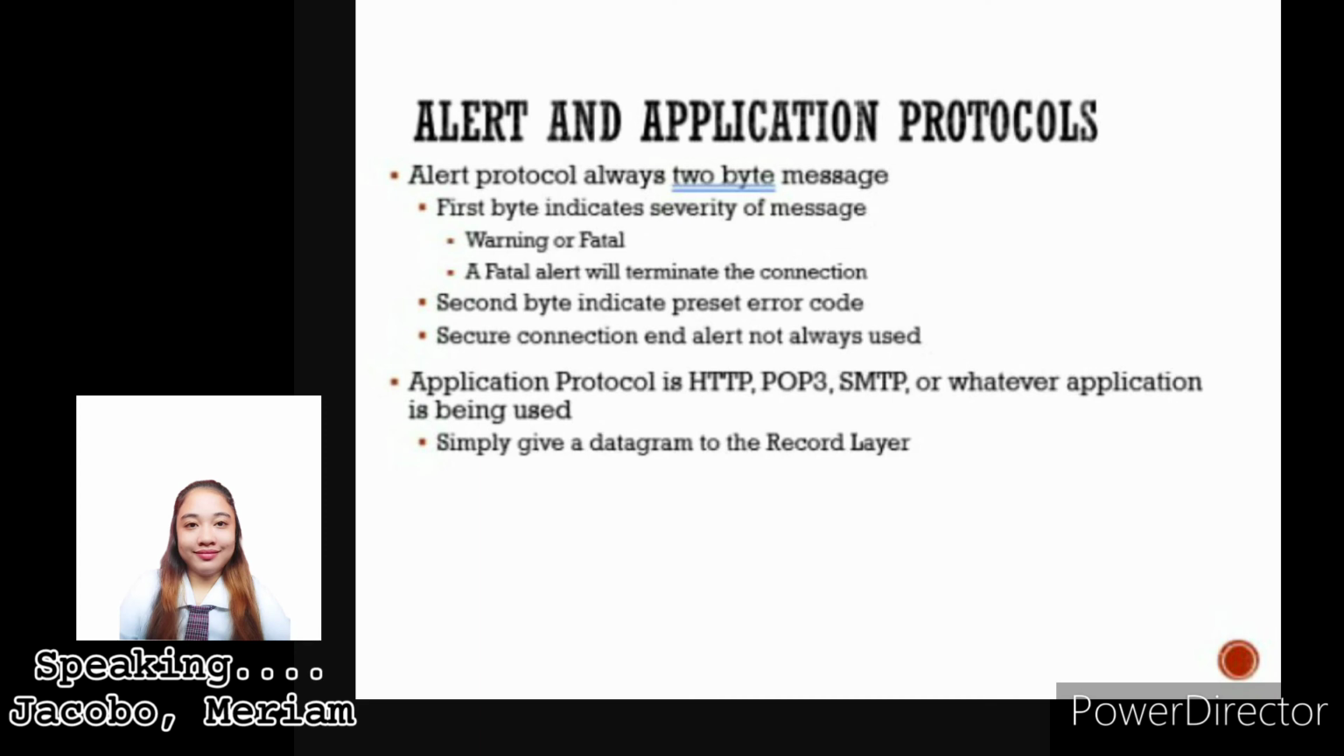Alert and application protocols. Alert protocols are always a 2-byte message. The first byte indicates the severity of the message: warning or fatal. A fatal alert will terminate the connection. The second byte indicates a preset error code. A secure connection and alert are not always used. The application protocol is HTTP, POP3, SMTP, or whatever application is being used. It simply gives a datagram to the record layer.